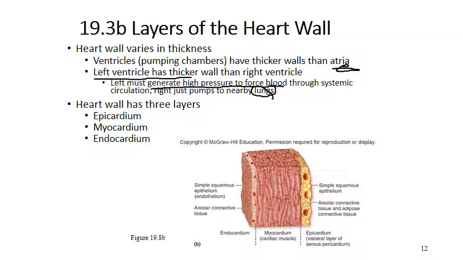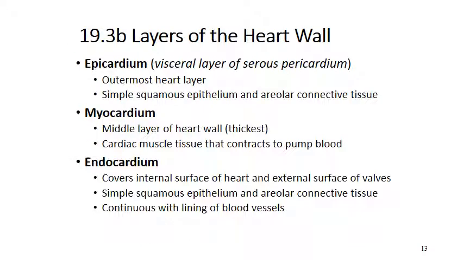So there are 3 layers for the heart. There's the epicardium, that's our first one on the outside, the myocardium in the middle, and then the endocardium that's on the inside right next to the blood. So the epicardium is the visceral layer of the serous pericardium, and it's the outermost layer, and it's made of simple squamous epithelial tissue and areolar connective tissue. This may be reminiscent of the pericardium that we talked about last time.